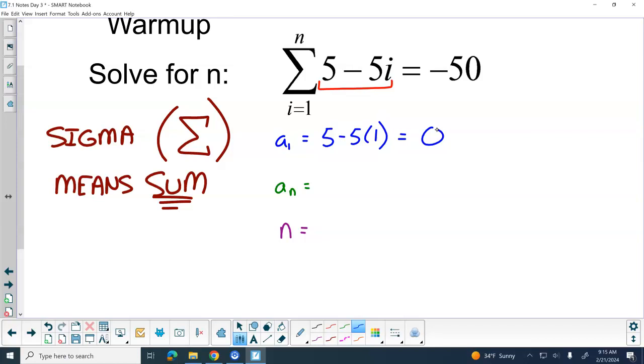How do I find my last term? To find the first term, we took the bottom number and plugged it into our rule. To find the last term, we take the top number and plug it into our rule. So that's going to be 5 minus 5 times n. Do I know what n is? No, that's the whole point of this problem, right? So that's just going to be 5 minus 5n.